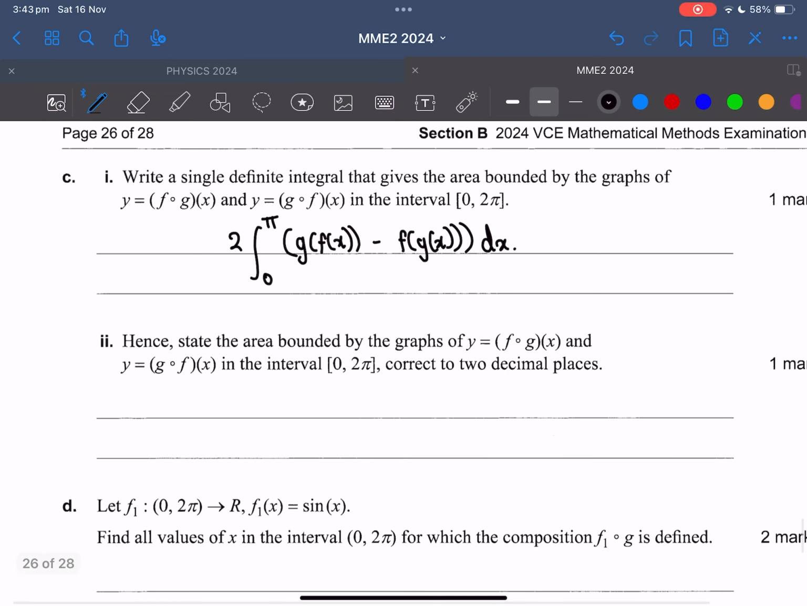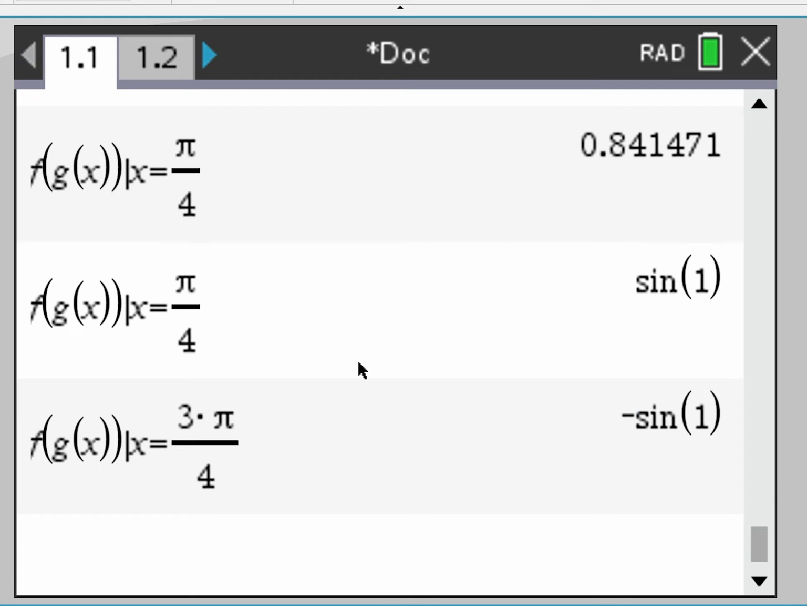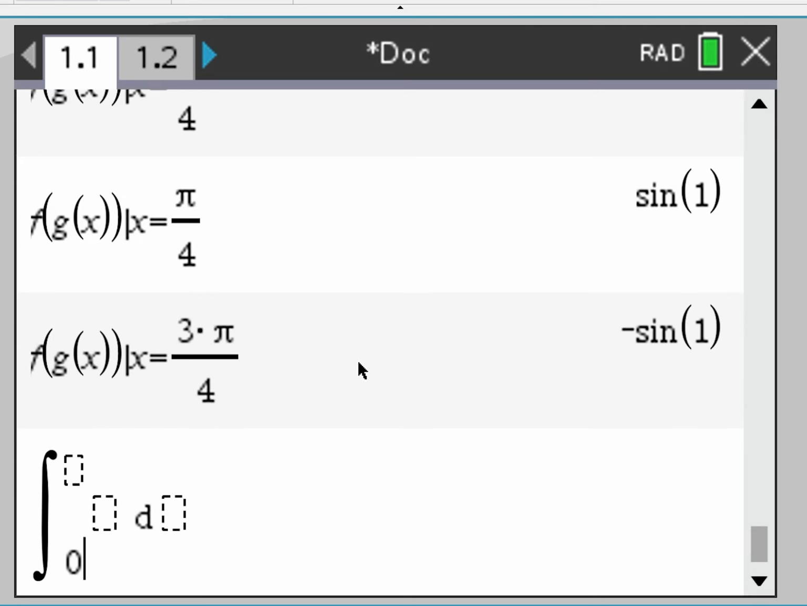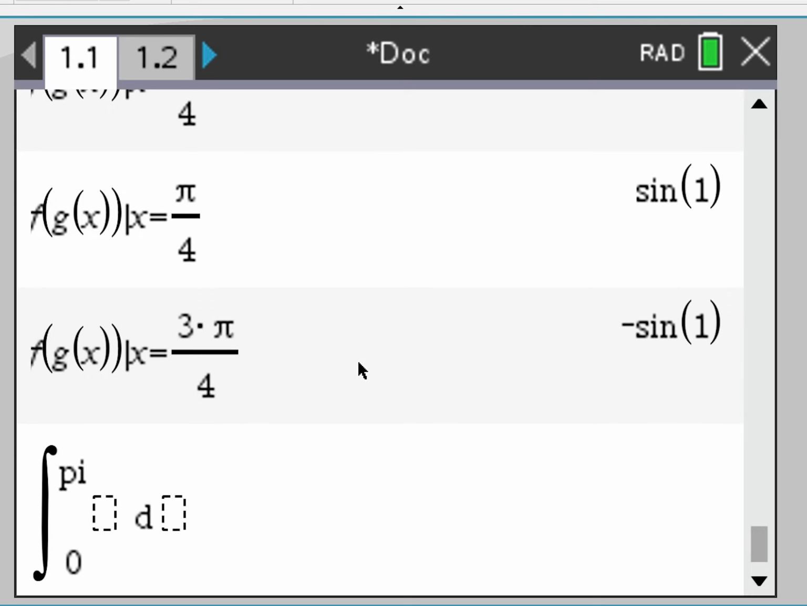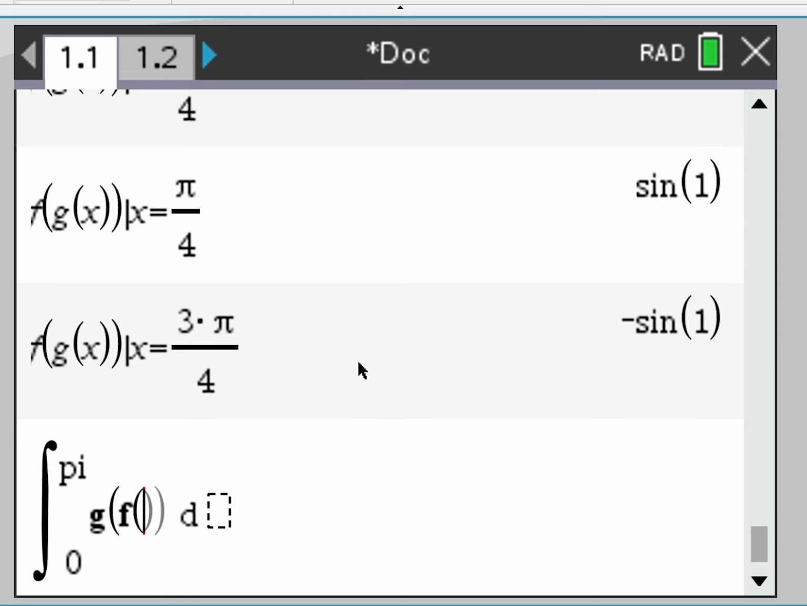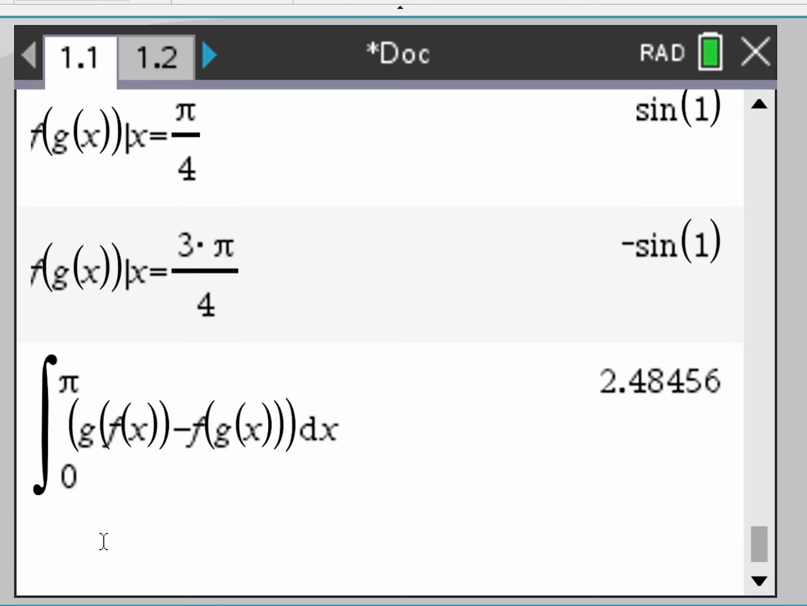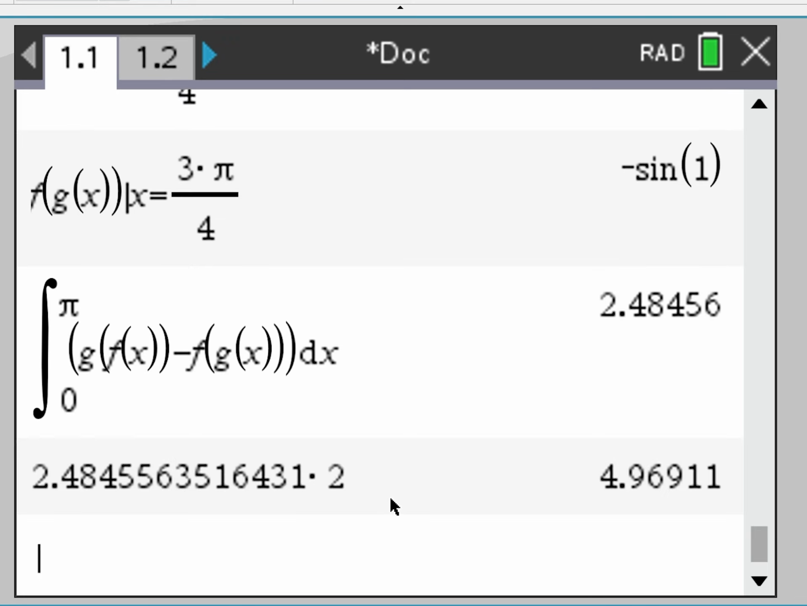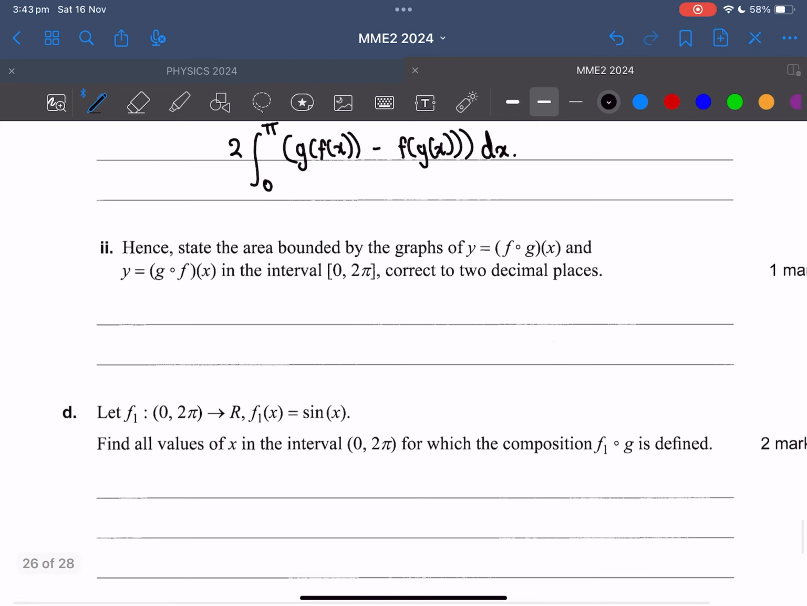Okay, so we have to find the area, so hence find the area bounded by the graphs of this. Okay, cool. So the integral for this is 0 to pi, we get g of f of x, take away f of g of x dx. Okay, so it's 2, wait, I forgot to times it by 2. So times that by 2. So 4.969. So 2 decimal places would be 4.97.